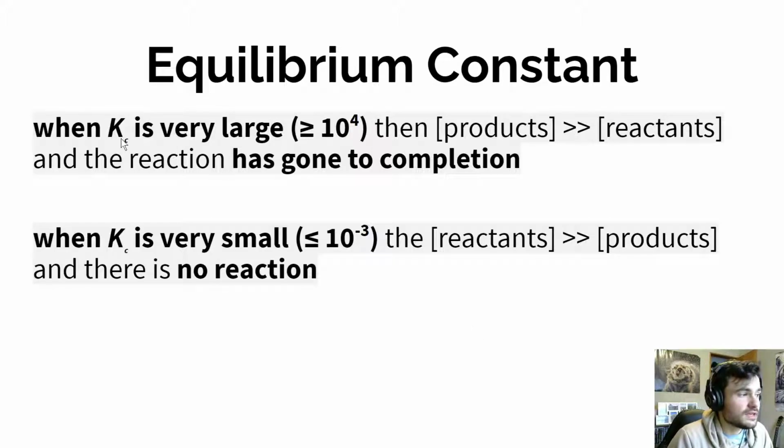Lastly, when Kc is very large, I'm talking greater than 10,000, we say products are way greater than reactants, so the reaction has gone to completion. And when Kc is this large, you actually don't need a double arrow. You can still have a double arrow, it doesn't matter. But because it's gone to completion, you could use a single arrow and you'd be totally correct as well. When it's a very small number like this, we say there's way more reactants than products, and there's virtually no reaction happening at all. So copy those down to your books as well.